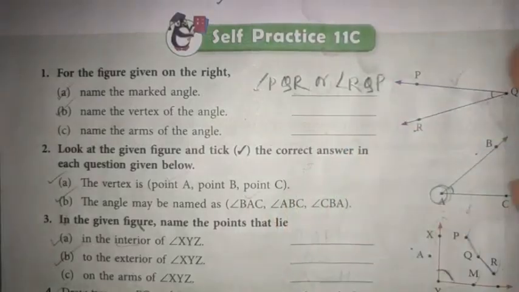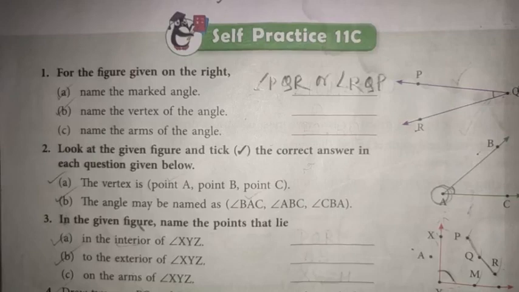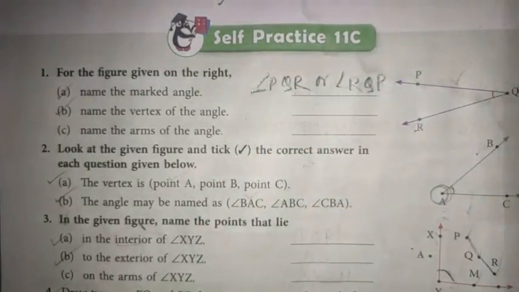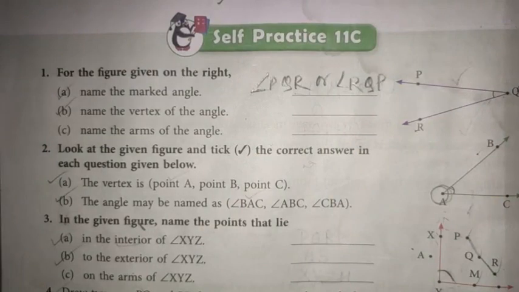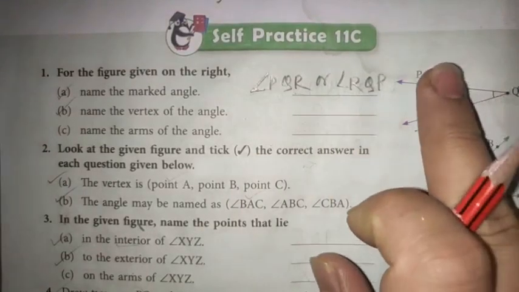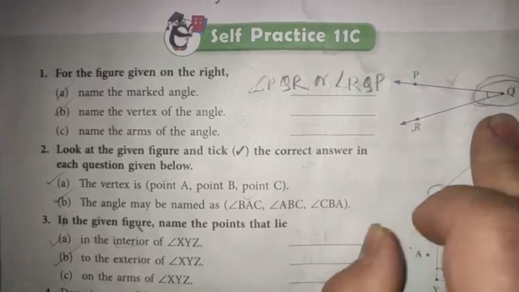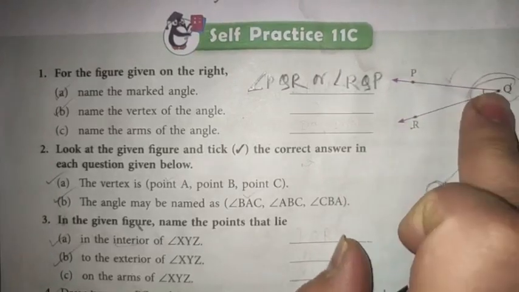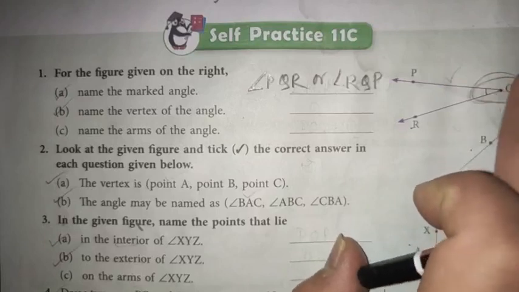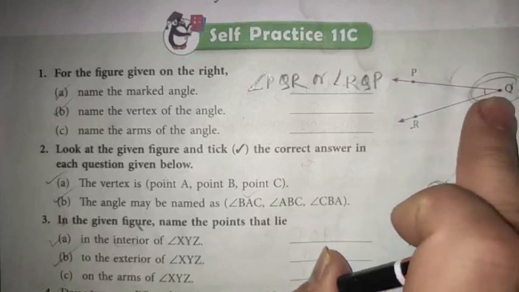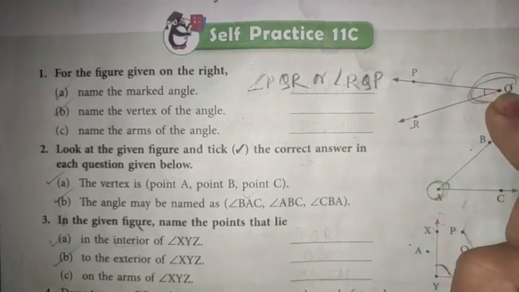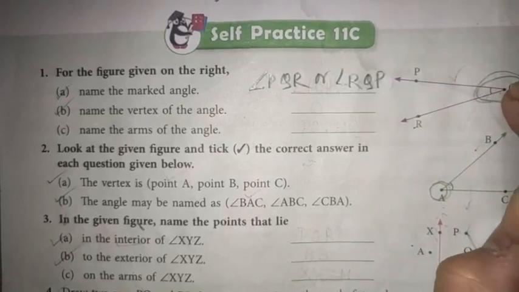In examination you may write one. If you write one, that will be correct. If you write two, that is also perfect. Both will be correct, PQR or RQP. The Q should be at the center. Why? Because it is a vertex and it is actually forming an angle. Q is a vertex here and it is a common point.